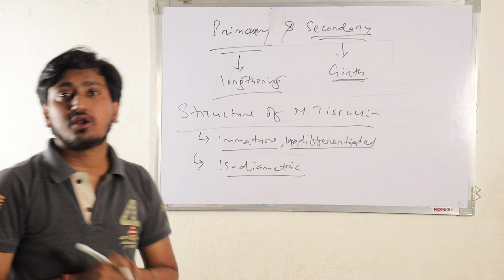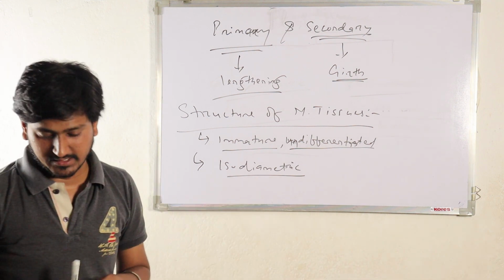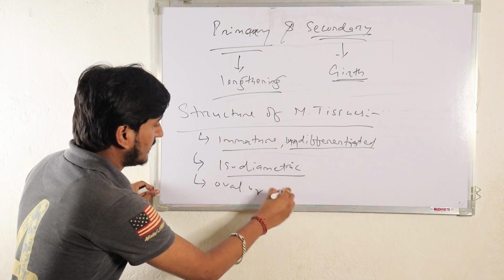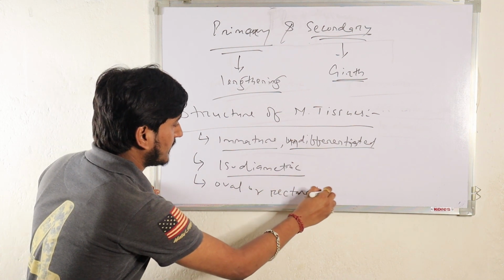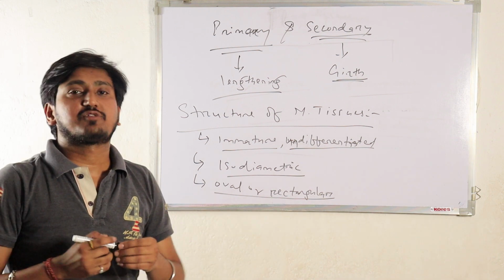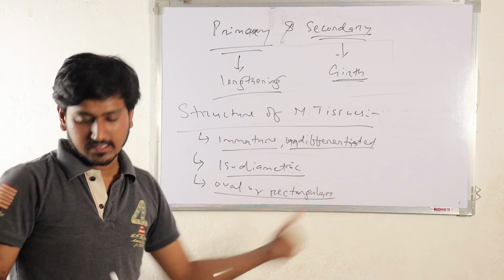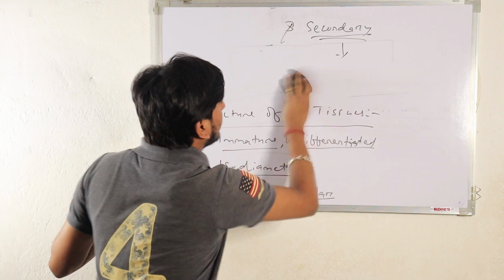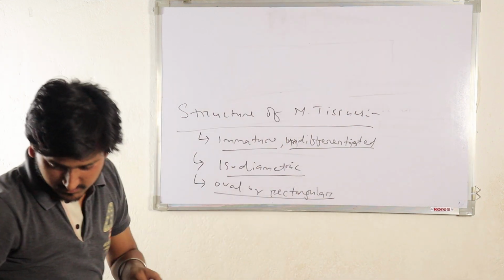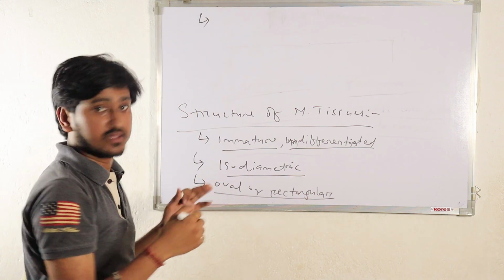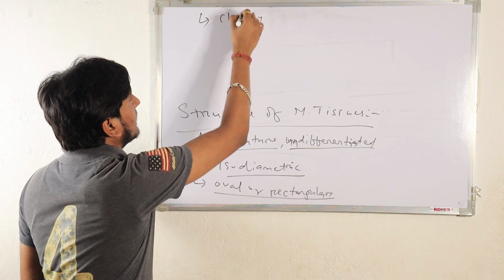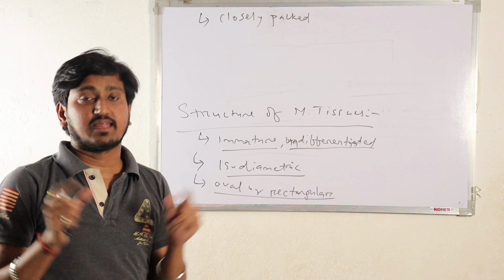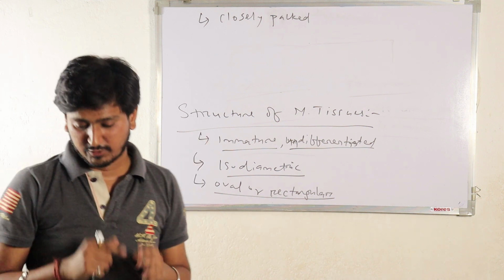Next point, they are isodiametric. Isodiametric means they are all of the same diameter, all of the same size. And next, their shape. They may be oval or rectangular in shape. There could be many types of cells, but most probably they are oval or rectangular. Next point, in this type of tissue, the cells are very closely packed. There will be very minimal intercellular space. The cells are very closely packed together.